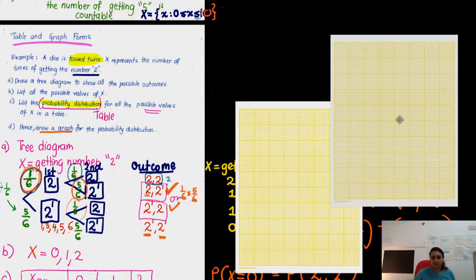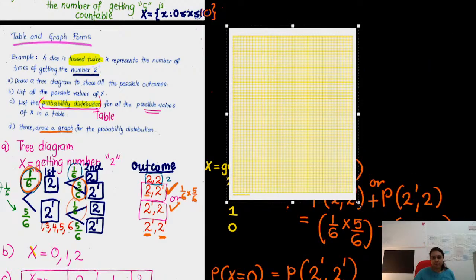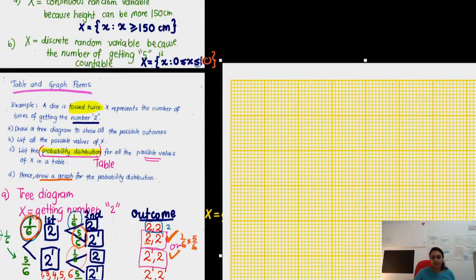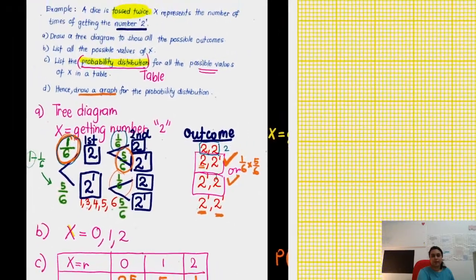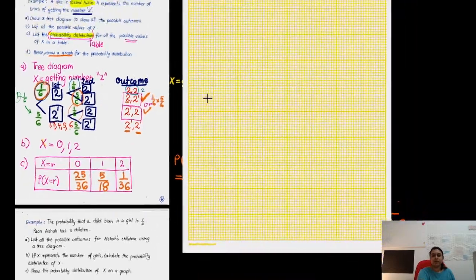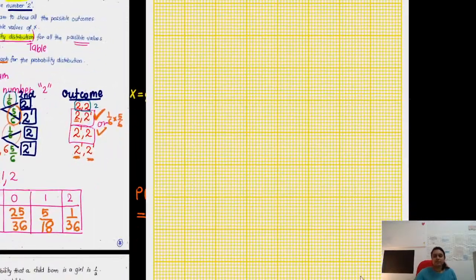Okay, can you all see my graph paper? I am going to make my graph bigger, so I'm going to cover the working for a while. Let's look at how to draw the graph, very easy. All you need is graph paper and a ruler. When drawing a graph, always use pencil. Now let's start, we draw the x-axis and the y-axis first.